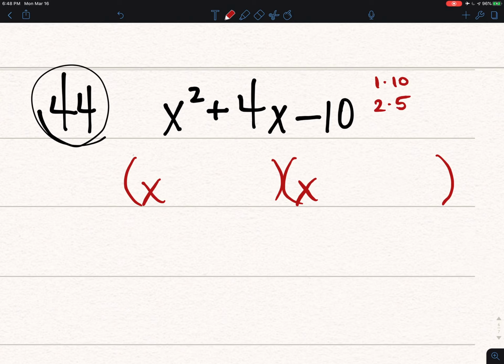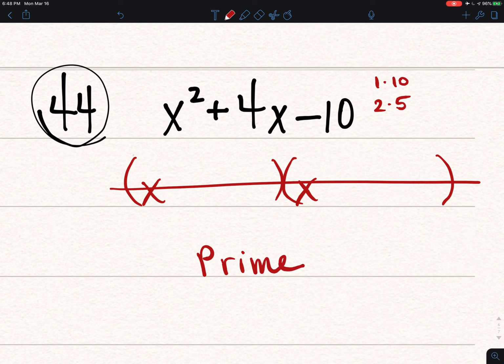And you ask, well, which pair of options here would give you a 4 when you add or subtract? And you think, she's trying to trick us. Neither option gives a 4. Folks, every once in a while, you're going to run into a trinomial that cannot be factored. When a trinomial cannot be factored, we say that it is prime. Now, please understand, this is rare. This does not happen very often.